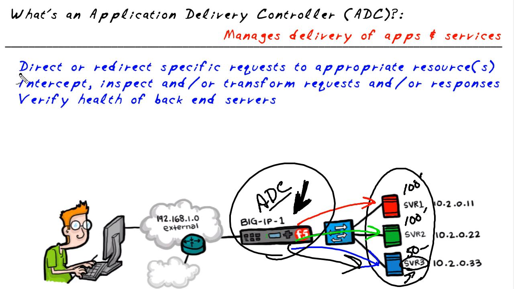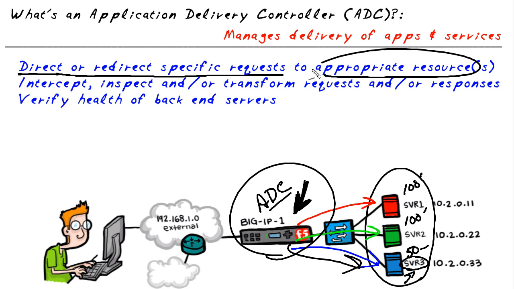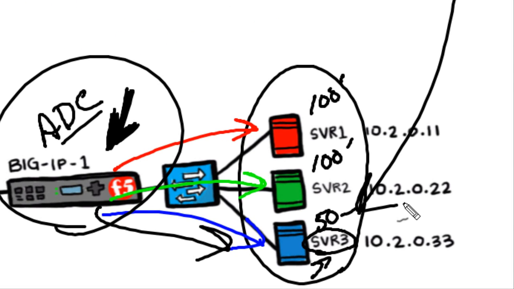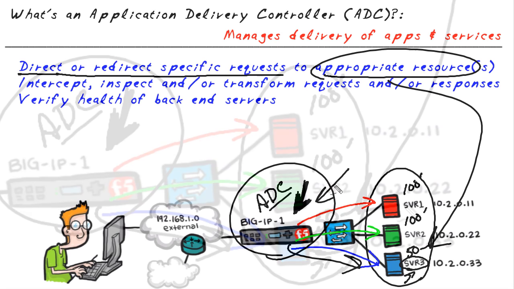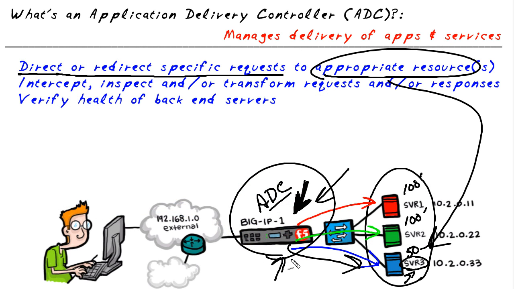And that goes back to this function of directing or redirecting specific requests to an appropriate resource. In this example, the appropriate resource would be one of our servers that has the content and has the least number of connections currently in place. But one of the common terms that this device also could be referred to is a LB, as in a load balancer, as it's assisting us in balancing the load across multiple resources on the back end.